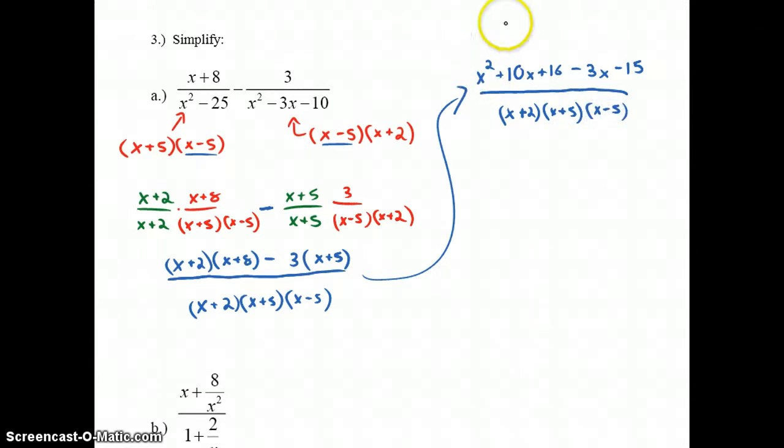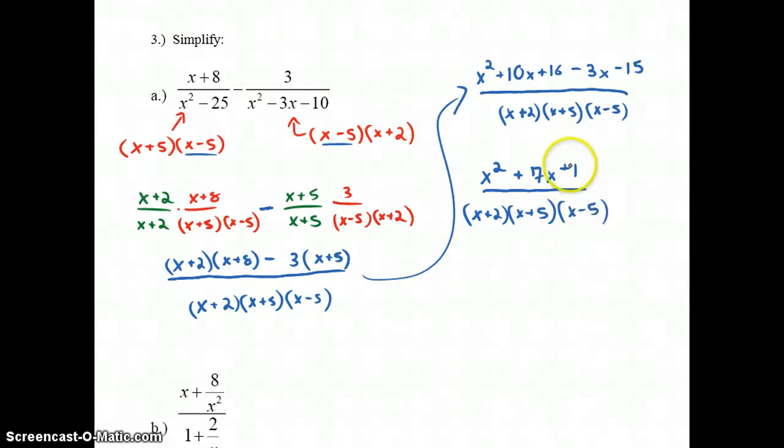Now combining the terms on the top, I've got an x squared. 10x minus 3x is going to be plus 7x. 16 minus 15 is going to be plus 1. All that's over x plus 2, x plus 5, x minus 5. That is as simple as I can make it. I'd like to be able to factor the top some more and maybe cancel some stuff, but I cannot do that. So I'd say that this is done.